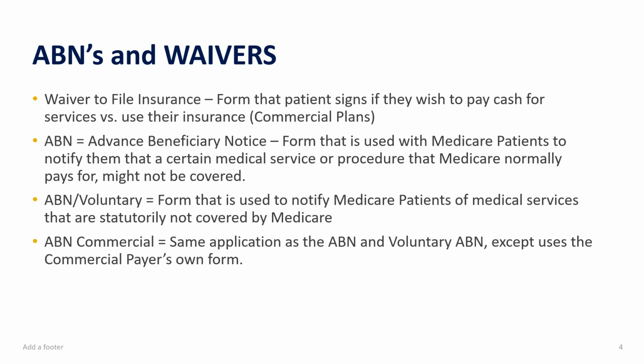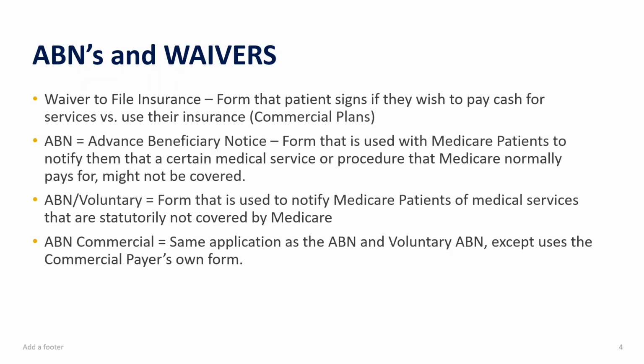Now, a waiver to file insurance is a form that a patient would sign if they wish to pay cash for services versus using their insurance. And this applies mainly to commercial plans, not Medicare, but commercial plans. ABNs are similar in nature, but these are for Medicare Part B patients. So an ABN stands for an Advance Beneficiary Notice, and this is a form that's used with Medicare B patients and Medicare A patients to notify them that a certain medical service or procedure that Medicare normally pays for might not be covered.